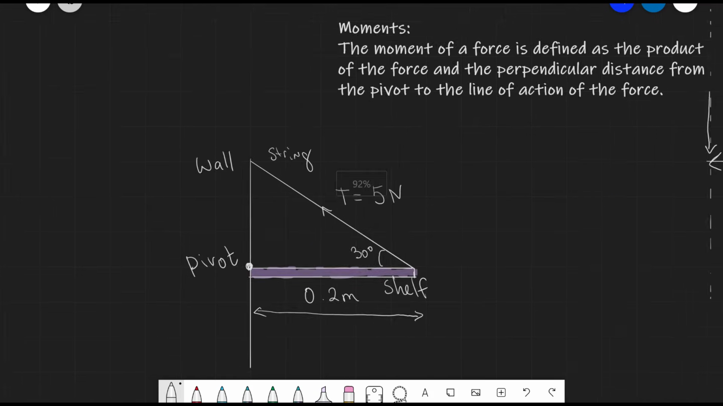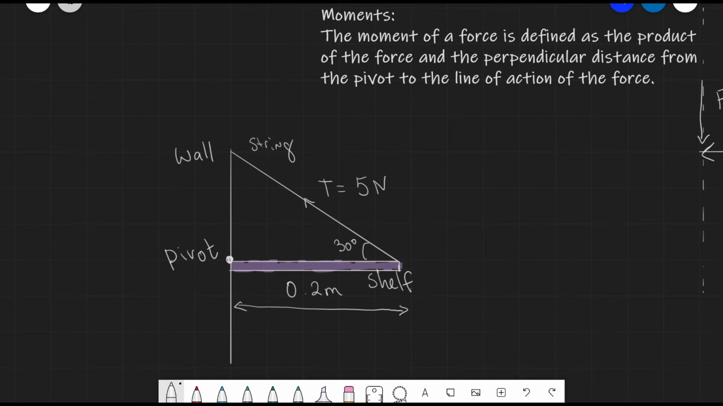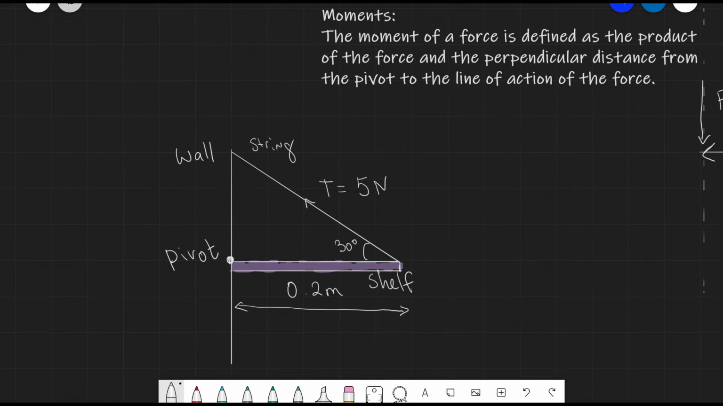Okay, well, now let's apply our definition of the moment to a situation in which the force is not perpendicular to the pivot. In this case, I have something like a shelf which is held together by a piece of string, and let's say that this string exhibits a force of 5 newtons. Now, what is the moment of this force with respect to this pivot?